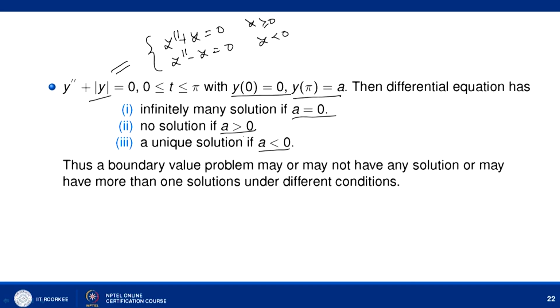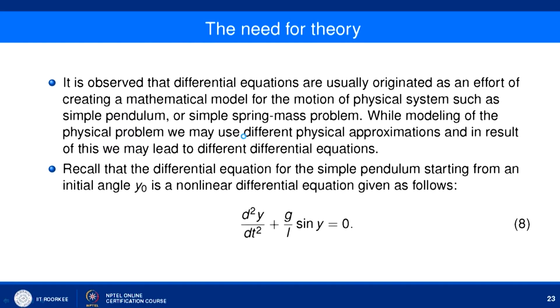Okay. So, here our purpose is to show that a boundary value problem may also have infinite solutions, no solution or a unique solution depending on the boundary conditions. A similar thing we have already seen for the initial value problem. So, why do we want to discuss all these examples? Because we need some kind of theory to deal with these kinds of problems.